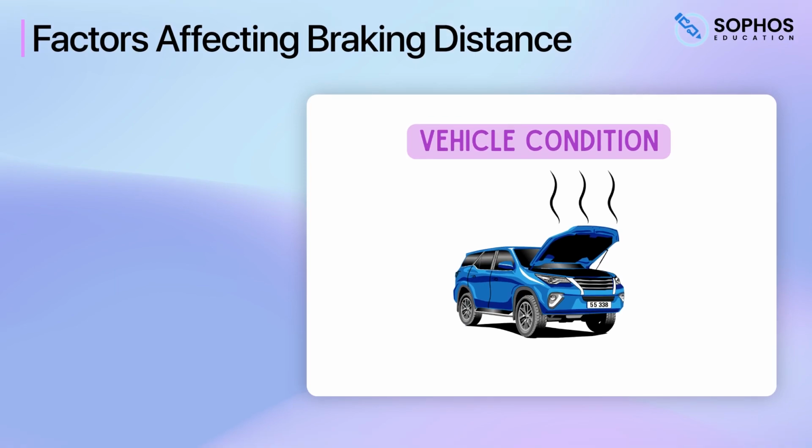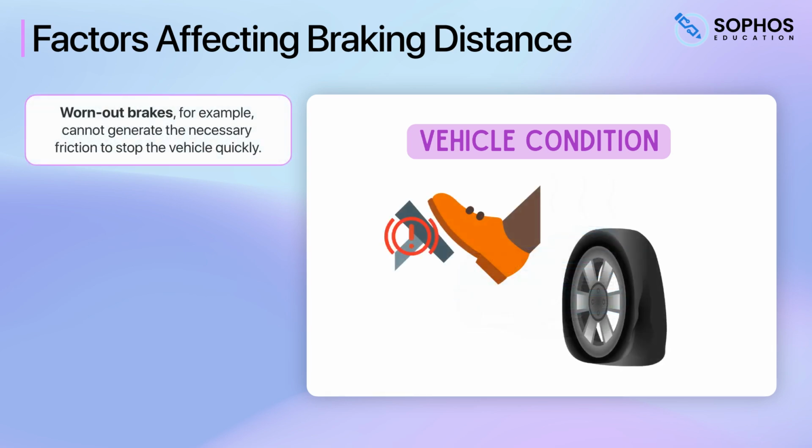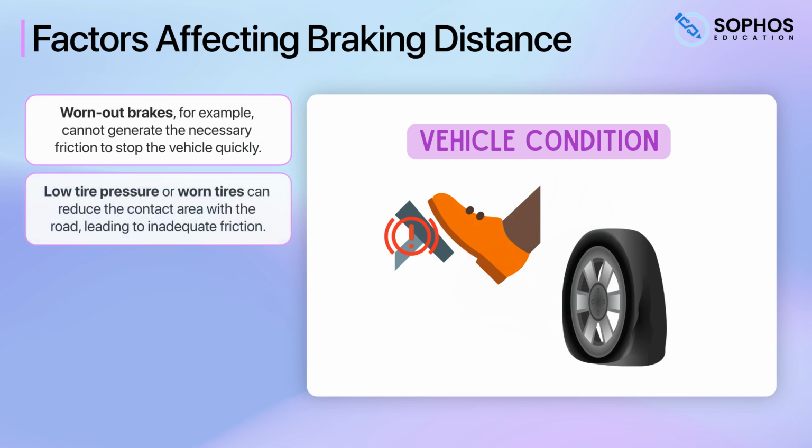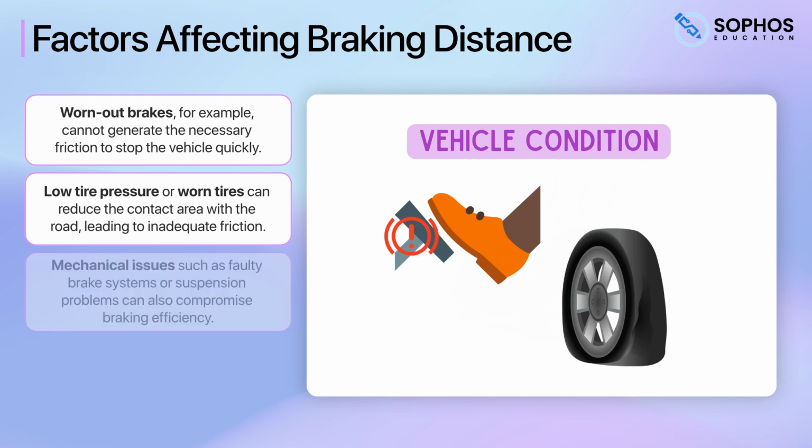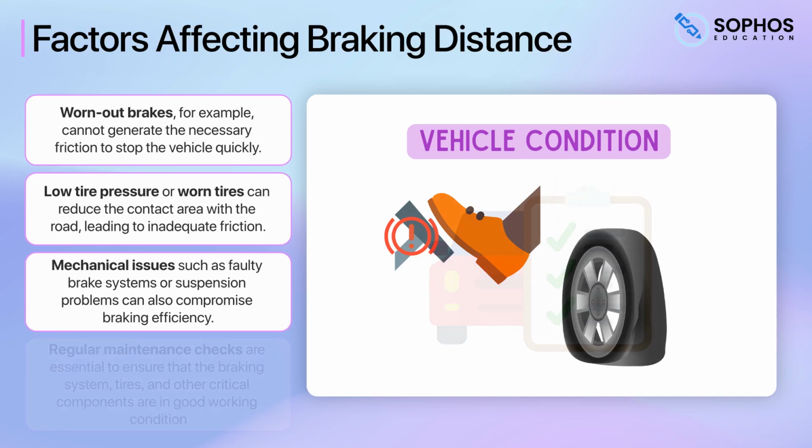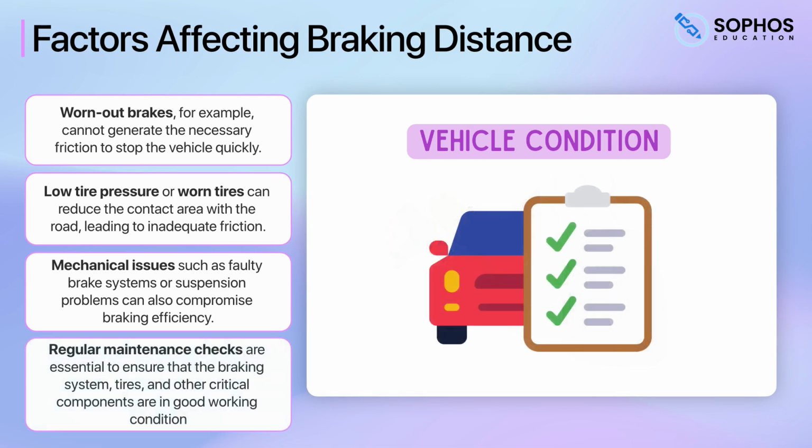Finally, the condition of the vehicle itself is another critical factor. Worn-out brakes, for example, cannot generate the necessary friction to stop the vehicle quickly. Similarly, low tire pressure or worn tires can reduce the contact area with the road, leading to inadequate friction. Mechanical issues such as faulty brake systems or suspension problems can also compromise braking efficiency. Regular maintenance checks are essential to ensure that the braking system, tires, and other critical components are in good working condition to minimize braking distance.